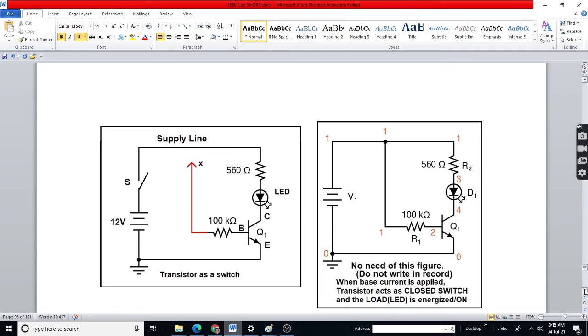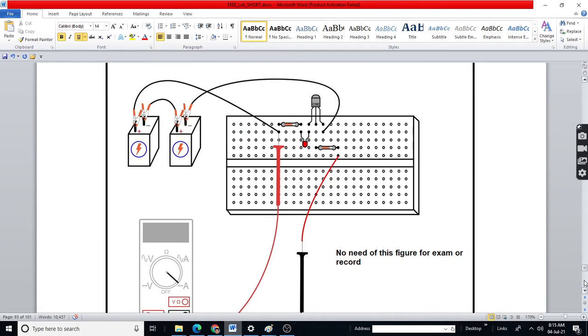Anyhow, these are the theories. In the laboratory, connection will be done like this using a breadboard. It is a 6-volt battery each, so we have connected them in series to get a 12-volt battery. Collector, base, emitter. From power supply plus, it goes to resistance, resistance to LED, LED to collector.